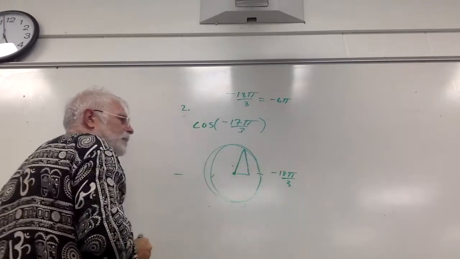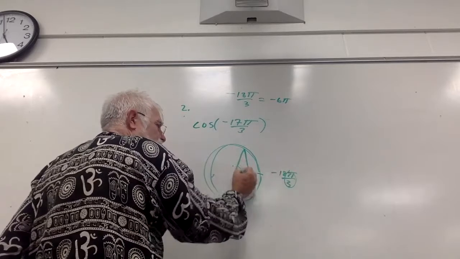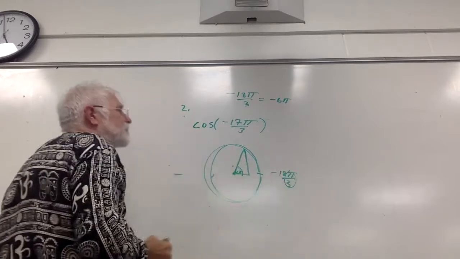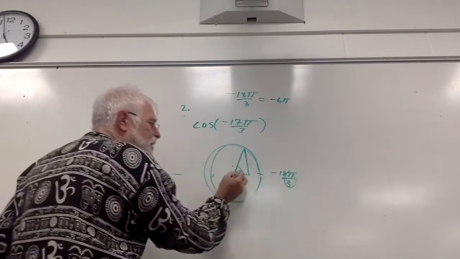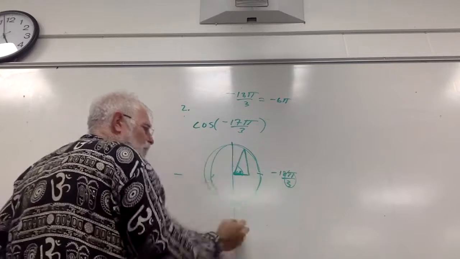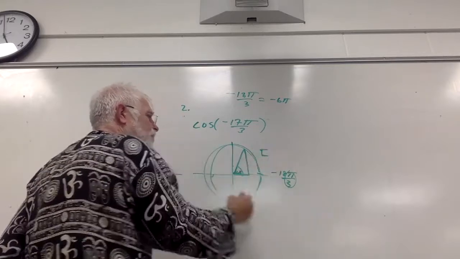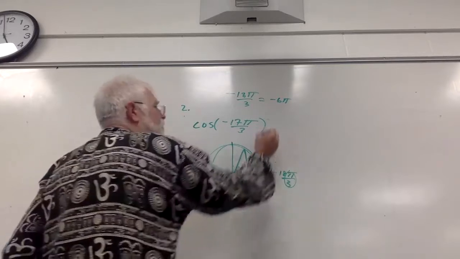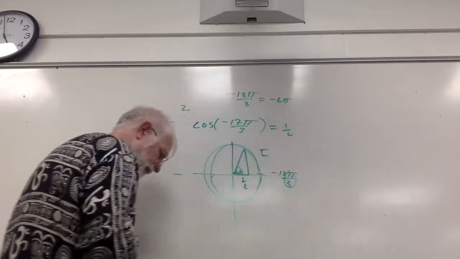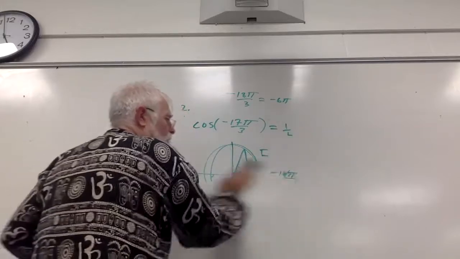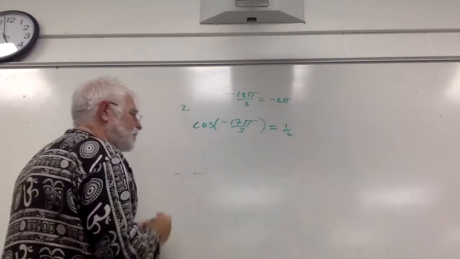There's your triangle. Pi over 3 is a 60-degree reference angle. 60 degrees. And I'm looking for the cosine. Cosine is the width. What's that width? What quadrant am I in? 1st quadrant. Width is positive, positive 1/2. Okay, positive 1/2.